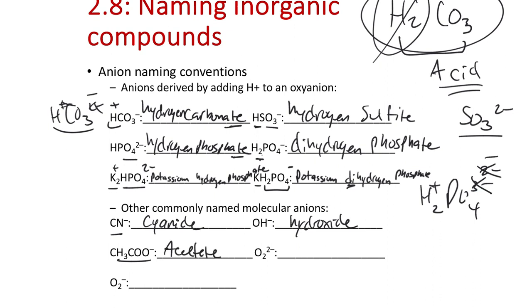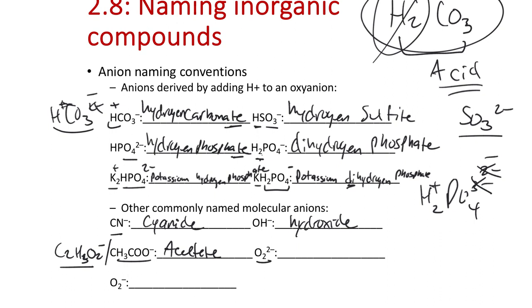Acetate is CH3COO minus. We mentioned before that you could write this as C2H3O2 minus, an alternate way of writing the formula for acetate. So you can either write it CH3COO minus or C2H3O2 minus. So two ways of writing the acetate ion.